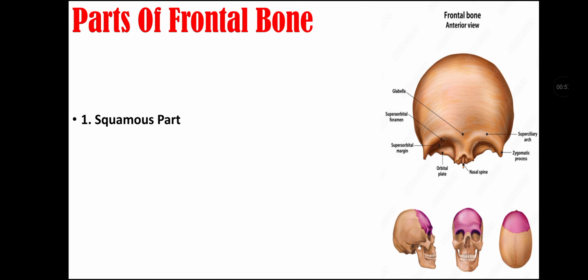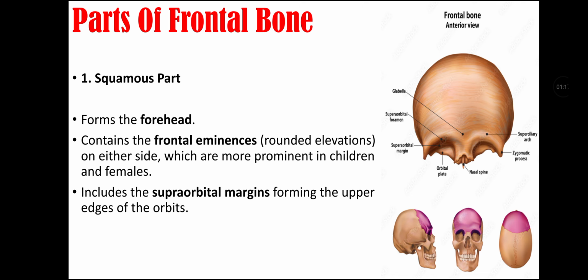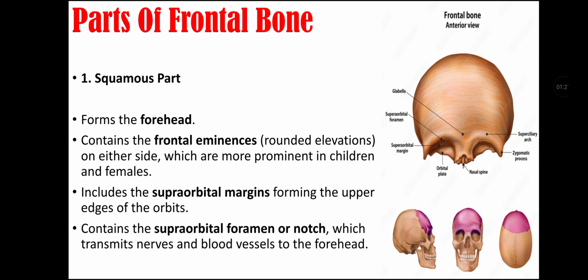Parts of frontal bone include one squamous part, orbital part, and nasal part. Now let's talk about these parts one by one. So first part of frontal bone is squamous part. It forms the forehead. It contains frontal eminence, that is rounded elevation on either side, which are more prominent in children and females. It includes the supraorbital margin that forms the upper edge of the orbit. It contains the supraorbital foramen or notch which transmits nerves and blood vessels to the forehead.